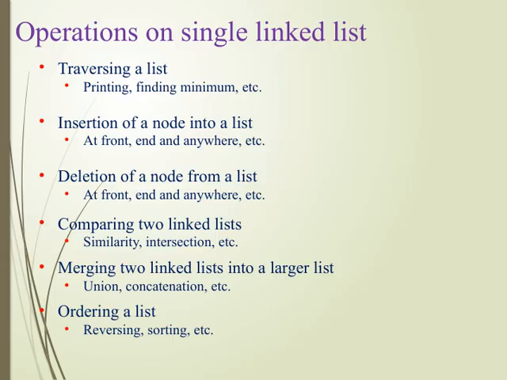Finally, ordering a list includes reversing it or sorting its elements. Reversing can be useful for backtracking or undoing operations, while sorting helps organize data for efficient searching or analysis. All these operations highlight the versatility of linked lists and their importance in managing dynamic data structures efficiently, reinforcing their role in solving various computational problems.